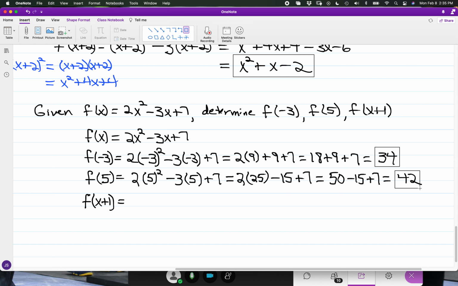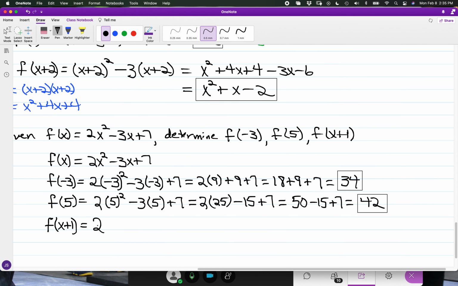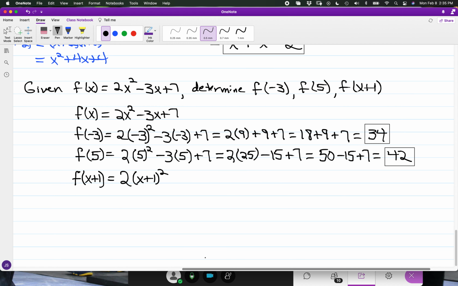Now, for the general expression going from x to x plus 1, if we're looking at what the variable expression output is going to be, I'm going to have 2 times the square of x plus 1, minus 3 times the quantity of x plus 1, followed by the addition of 7. So for 2 times the square of x plus 1, we have 2 times, again, x plus 1 times x plus 1, which is x squared plus 2x plus 1.